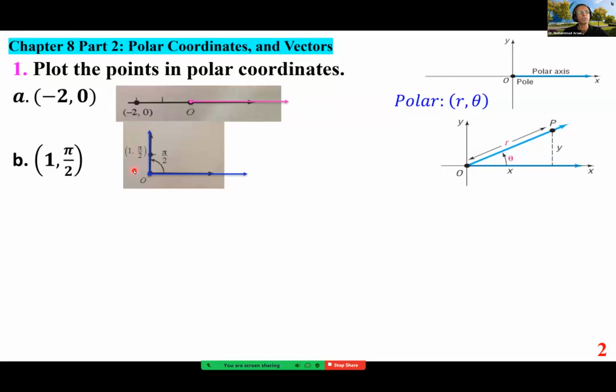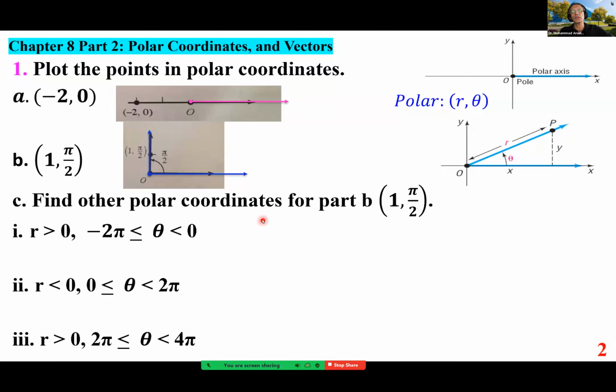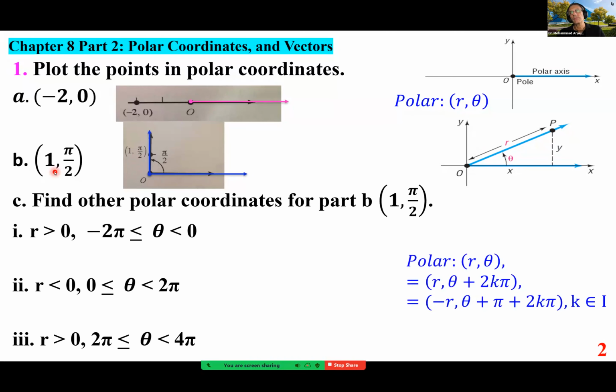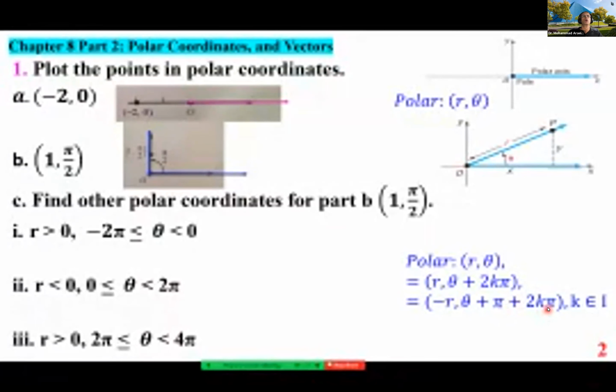So we want to find other polar coordinates for part B, which is 1 comma pi over 2. I want to remind you that x and y is unique, but r and theta, that's not the case, because you can add 2k pi. K is an integer, okay? Or if you want to negate the r, then you add odd multiples of pi. Pi plus 2k pi means odd multiples of pi. In this case, r is positive.